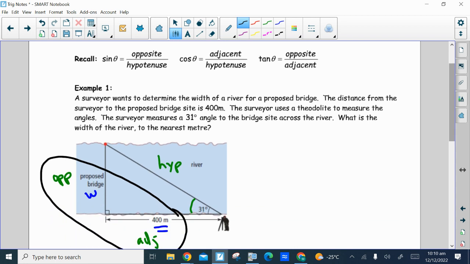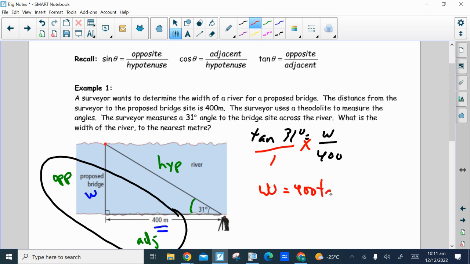Tangent. So to write the equation, the tangent of the angle, which is 31 degrees, and the order matters. The TOA part tells us that it's O first, A second. Opposite on top, adjacent on the bottom. It must be W over 400. We make both sides a fraction so we can cross multiply. 1 times W will equal 400 times the tangent of 31 degrees. When you cross multiply, that's what you get. Okay, Mason, are you with us?